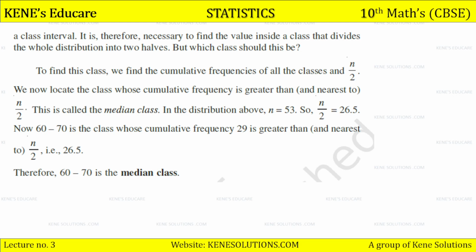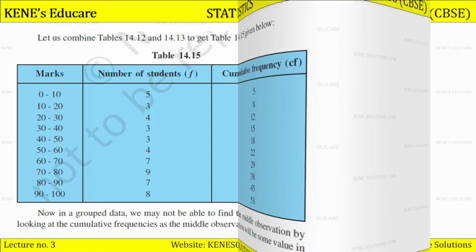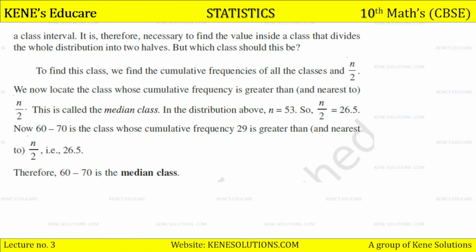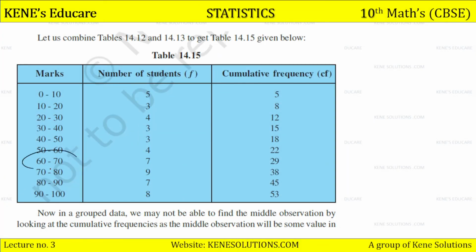So n by 2 is 26.5, half of 53. So now 60 to 70 is the class whose cumulative frequency is 29. See here, it is greater than. Do you see it? Yes. So it is greater than and the nearest to n by 2, that is 26.5. So therefore 60 to 70 is the median class. Here you can see this is our median class, 7 and 29.